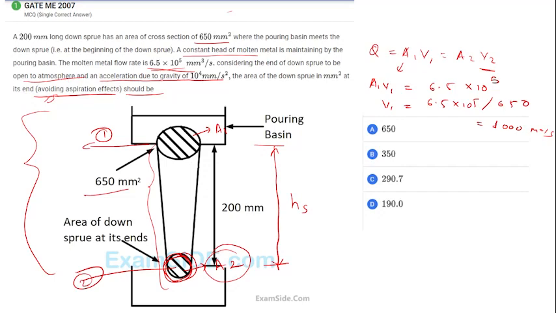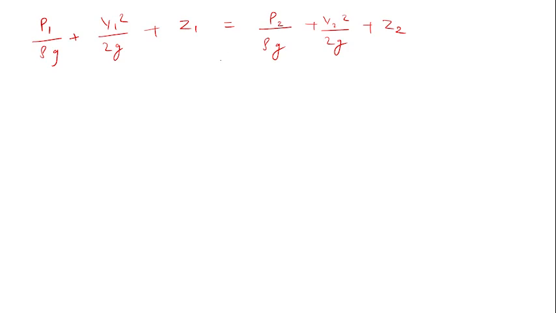That means there will be no low pressure zone throughout the sprue. What does that mean? That means the pressure here and the pressure here will be the same. And what will it be? Atmospheric pressure. It is mentioned, right, that your down sprue is open to the atmosphere. So now we know that the pressure at point 1 will be atmospheric pressure and the pressure at point 2 will also be atmospheric pressure, right? And in Bernoulli's equation, these are all gauge pressures, right? So if some point is at atmospheric pressure, what will be its gauge pressure? In gauge pressure we don't consider atmospheric pressure, so it will be zero, and this will also be zero.